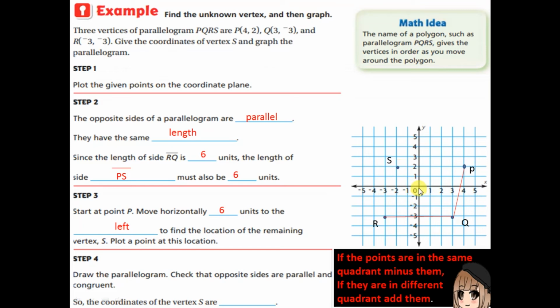Right? Now, can you guess the coordinate, the ordered pair, of point S? Okay, so we start from the origin. We go to the left first, -2, then we go up 2. So the ordered pair will be -2, 2.